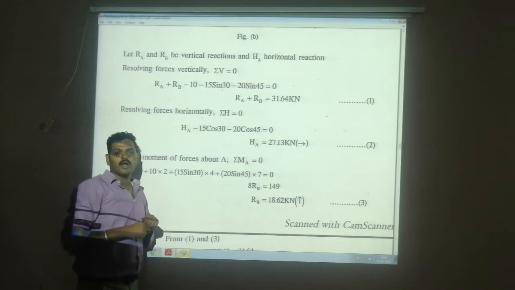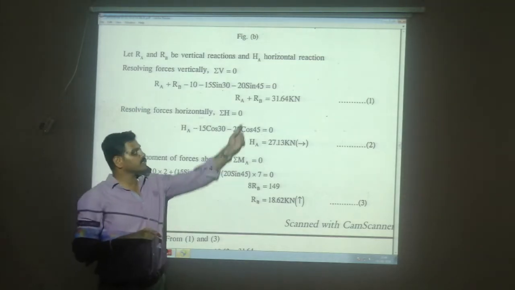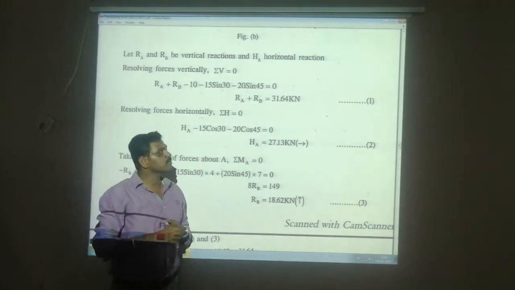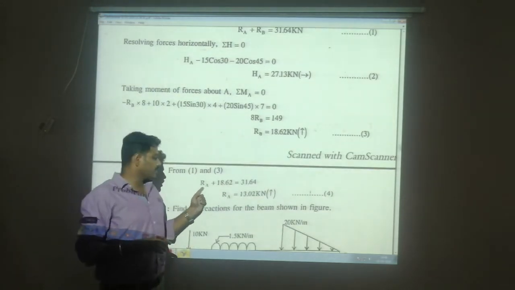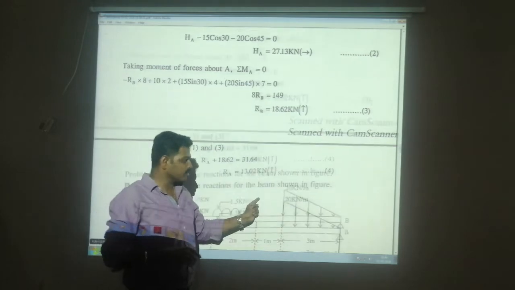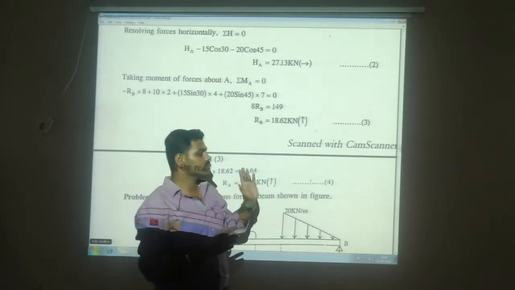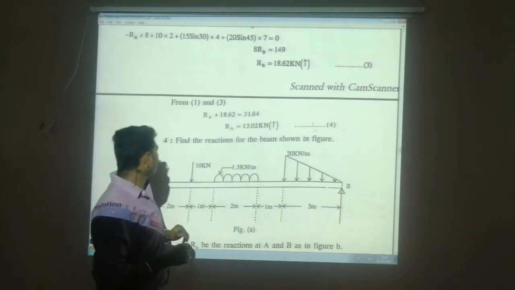That is vertically upward. Then, with RB known, we have the condition 1, RA plus RB is 31.64 kilonewton. Then from equation 1 and 3, RA is equal to 13.02 kilonewton. That completes the third problem. Then we will go with the fourth one.